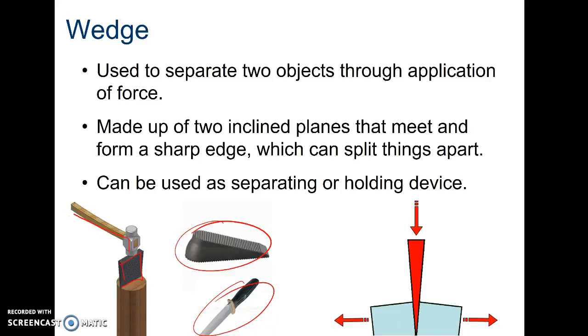Okay, so let's look at the definition of a wedge. The wedge is used to separate two objects through the application of force. Okay, it's made up of two inclined planes that meet and form a sharp edge which can split things apart, right? So if we look at what a wedge is, we can see that it is made up indeed of two inclined planes, okay? So if it splits something apart, then it's a wedge. So it can be used as a separation, or as a holding device.